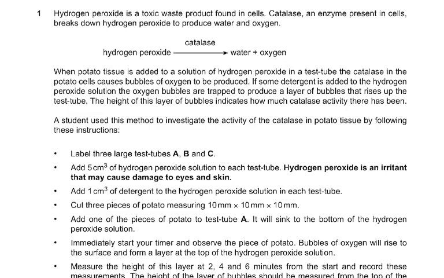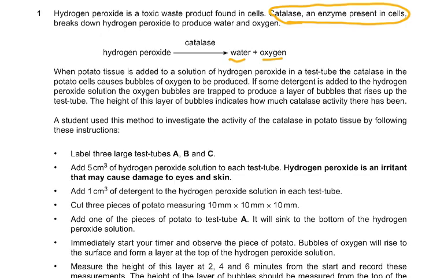Hydrogen peroxide is a toxic waste product found in cells. Catalase, an enzyme present in cells, breaks down hydrogen peroxide to produce water and oxygen. So catalase enzyme is present in cells, and we can take potato cells or liver cells, any plant or animal cells, and they all contain catalase. So this breaks down hydrogen peroxide to produce water and oxygen. And oxygen is the one which we're going to measure because it's going to produce some sort of bubbles.